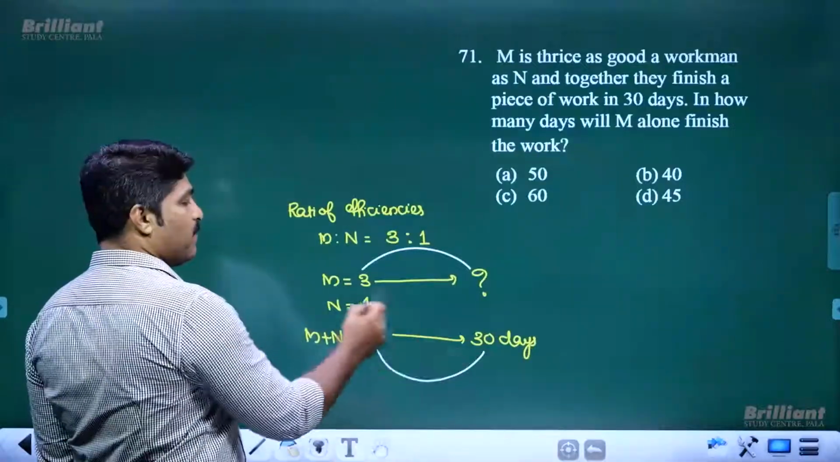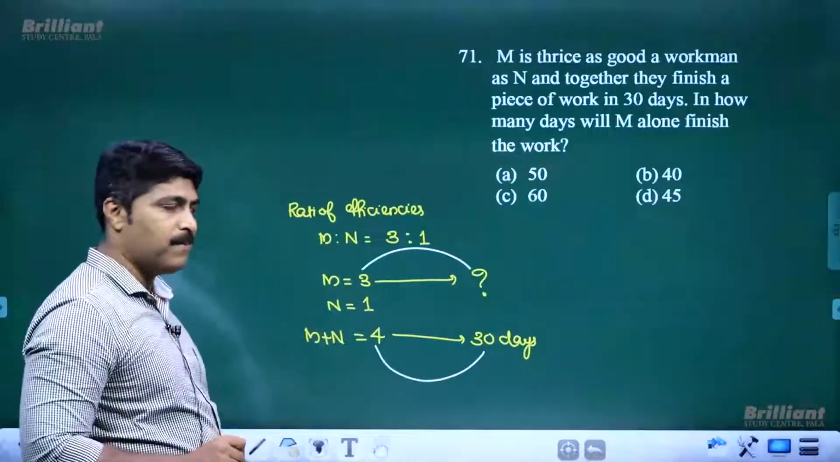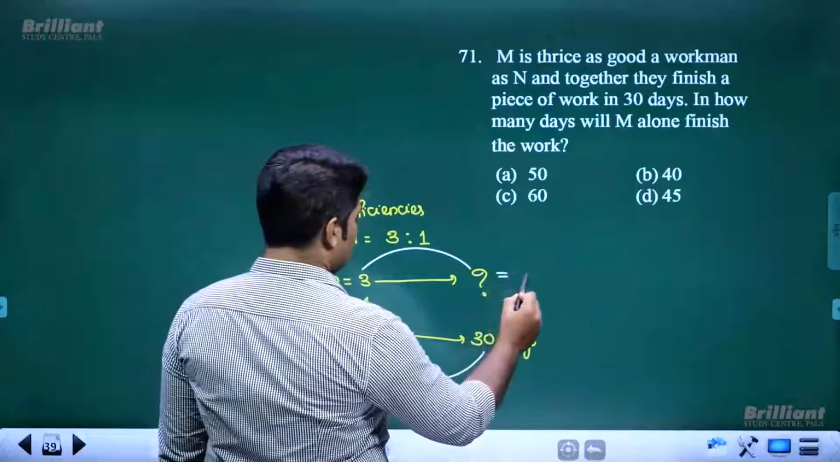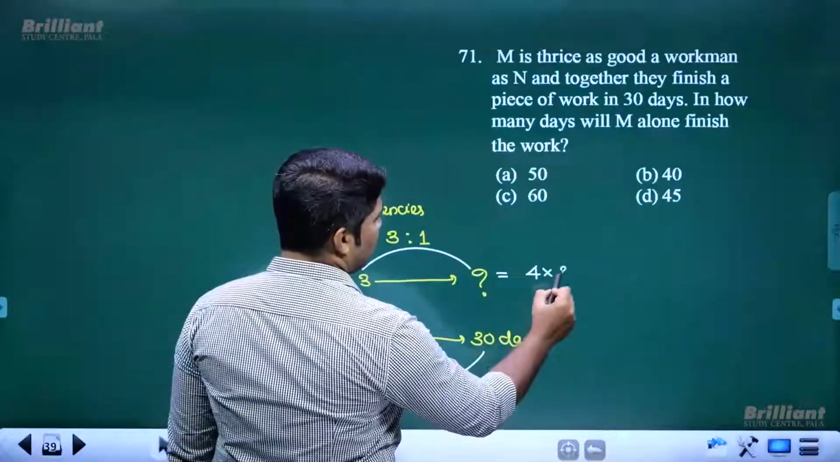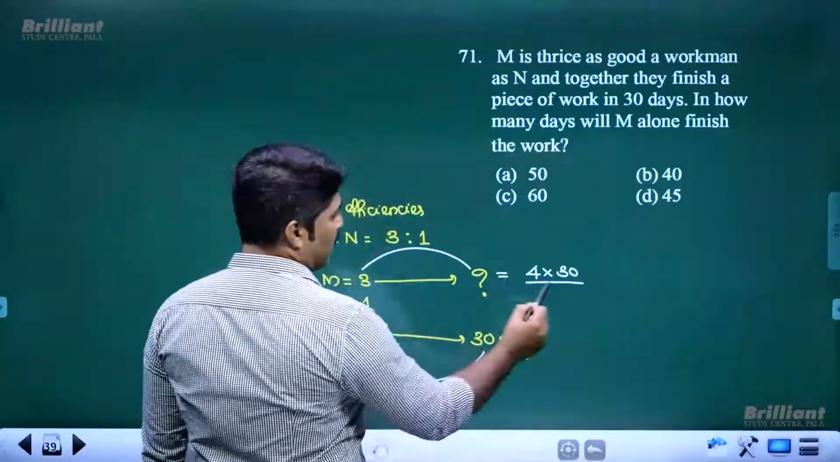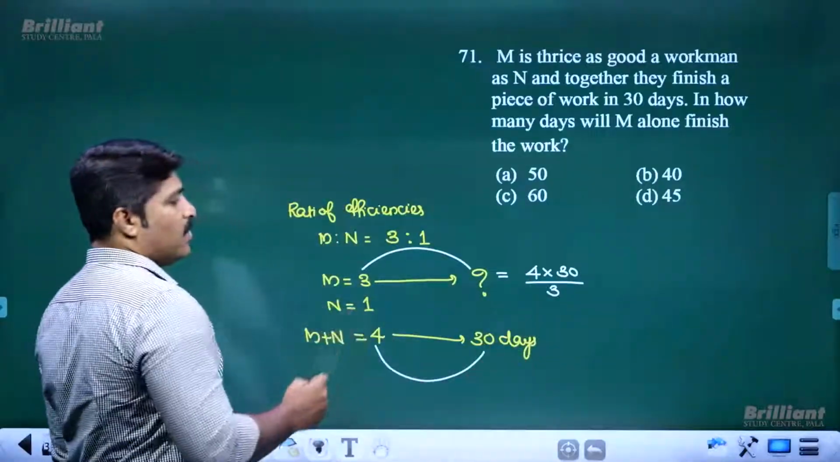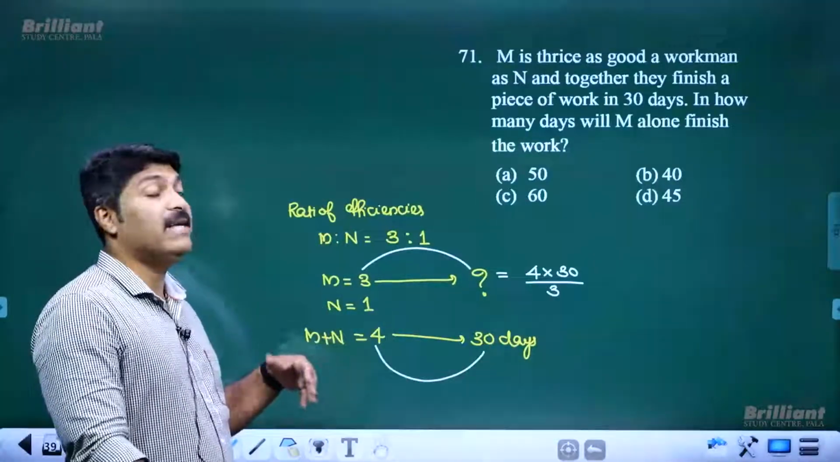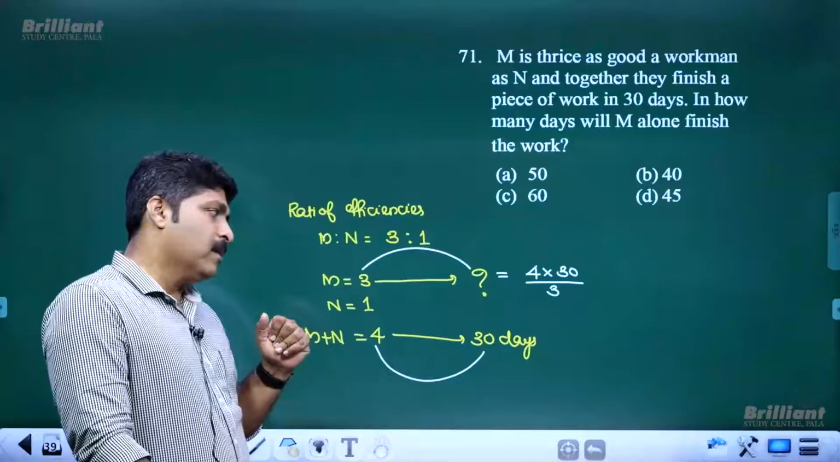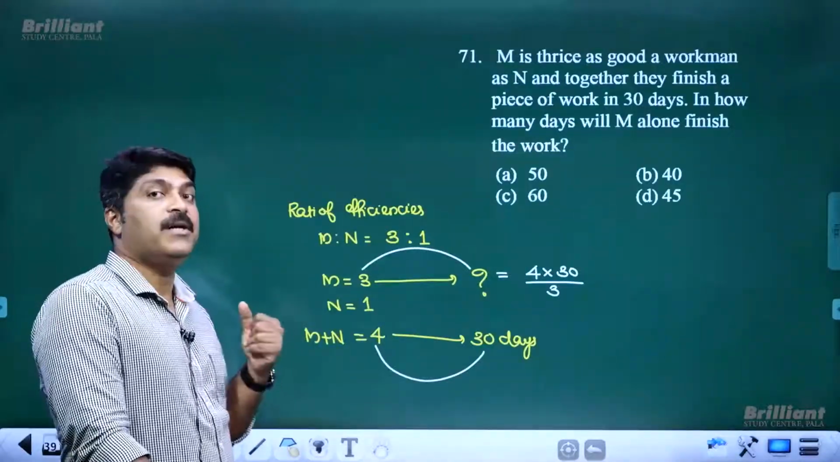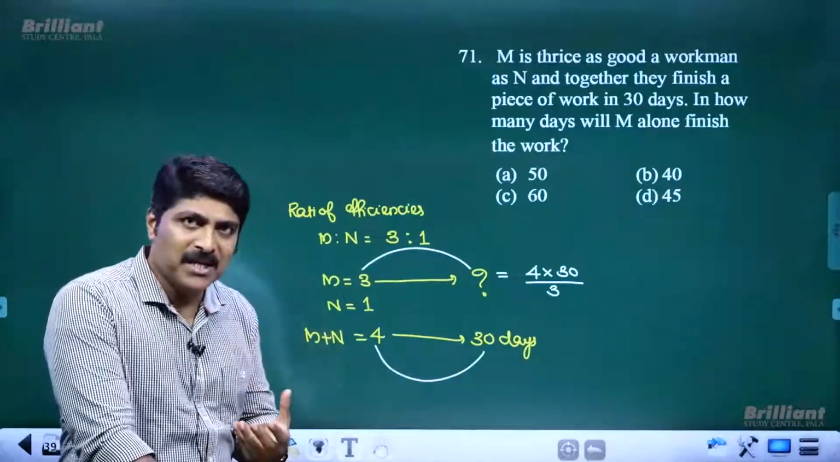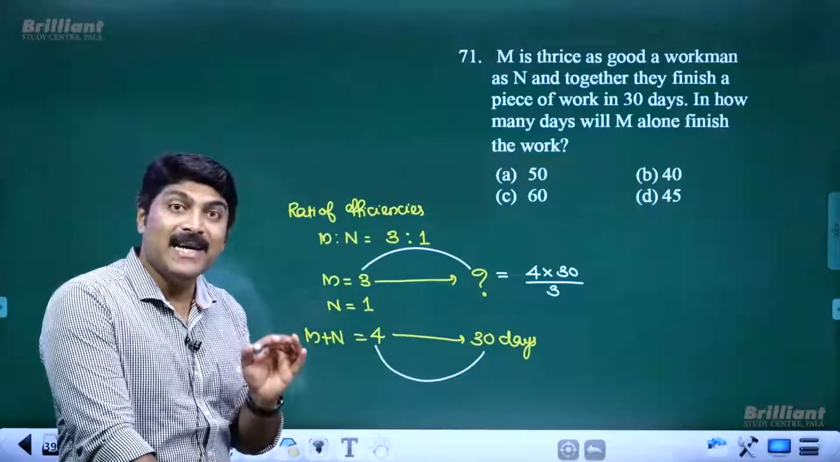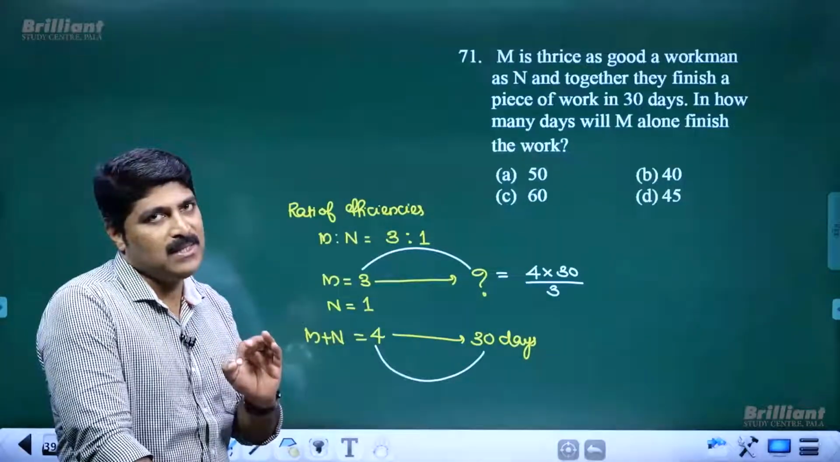That means product of these two values equal to product of these two values. Therefore, here it is simply 4 into 30 by this 3. So just do the operation like this. This is the inverse variation situation. So many times we applied the unitary method. In those all situations, we are following that direct variation. Never be confused in such a step of operation.